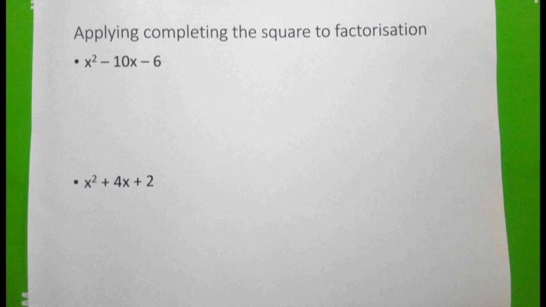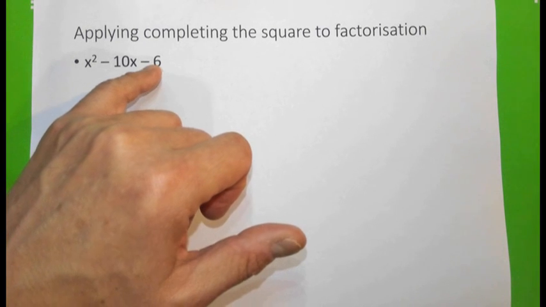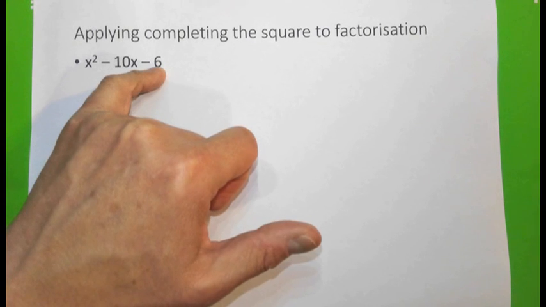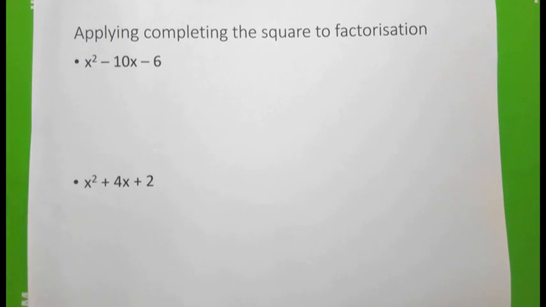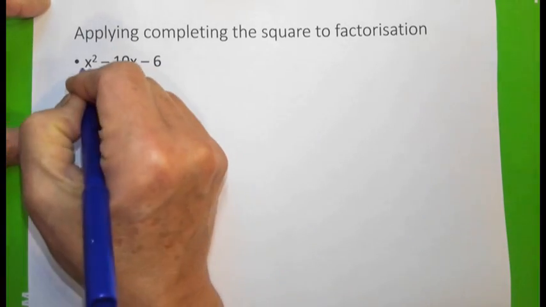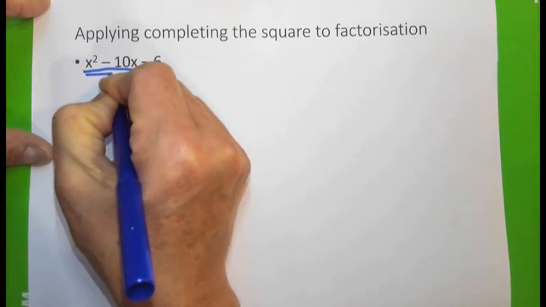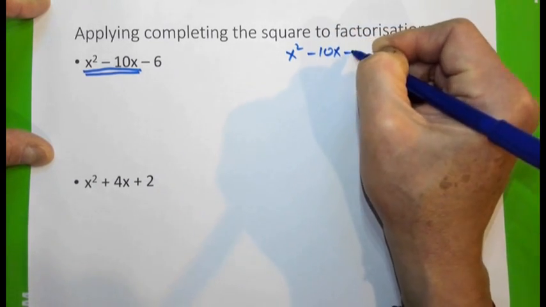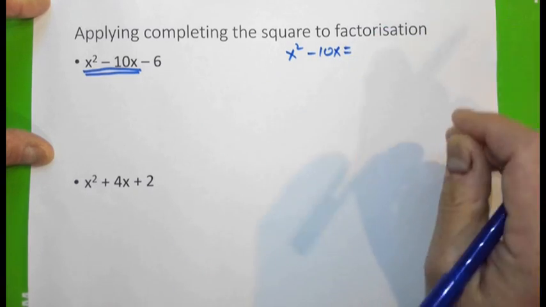Actually, no, we can't factorize it because we cannot find a pair of numbers which will give us a product of minus 6 and add up to minus 10. So, what we can do is have a look at this bit first. X squared minus 10x. Now, how do we complete the square?